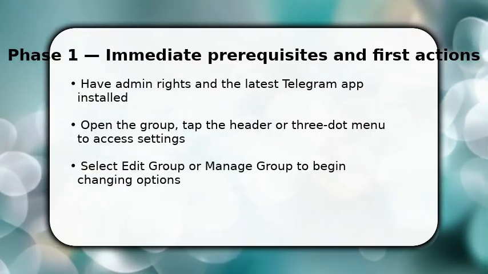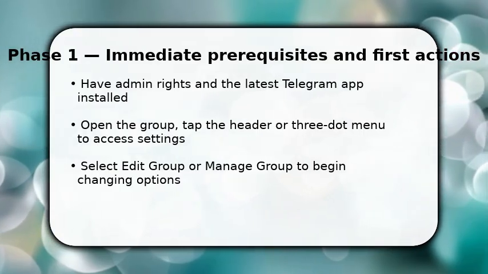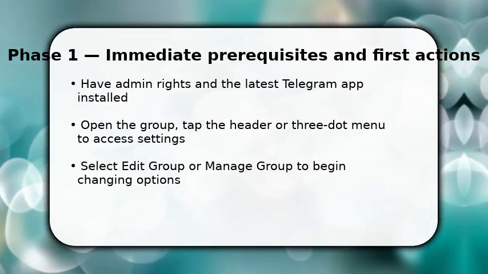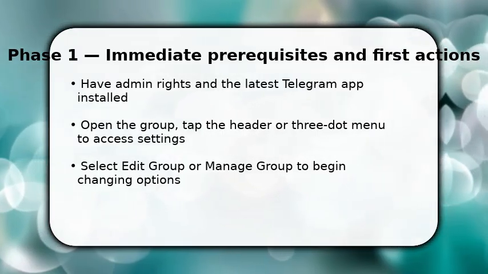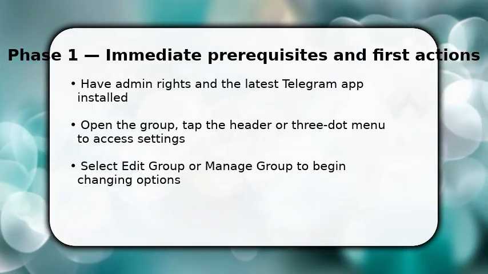You begin by confirming you are an admin. Without that, you cannot change most settings. Open Telegram on mobile or desktop, then navigate straight to the group and tap the group name or the three-dot menu. Once done, choose Edit Group or Manage Group to open the settings panel.